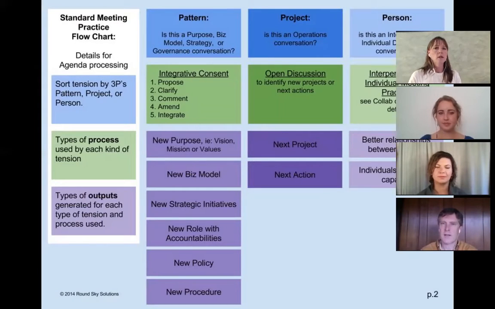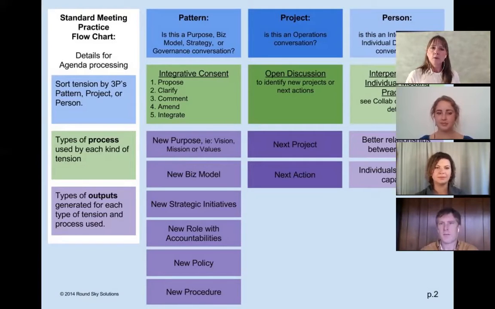So let's talk a little bit about each of these tracks. Collab uses a sorting mechanism of pattern, project, and person as a shortcut to identify what kind of output, which then translates into what kind of process to use. To help you with your sorting, you can check out the block on each of the blue cards in the Collab card deck to see some concrete examples of tensions that fall into that particular type of conversation.